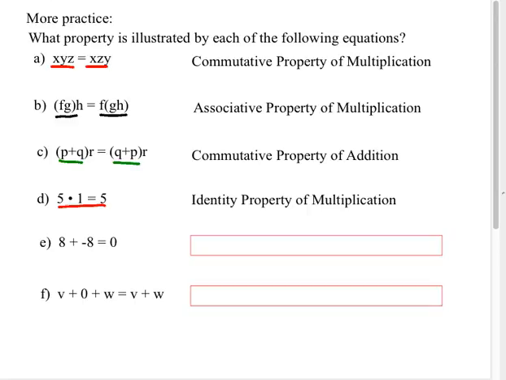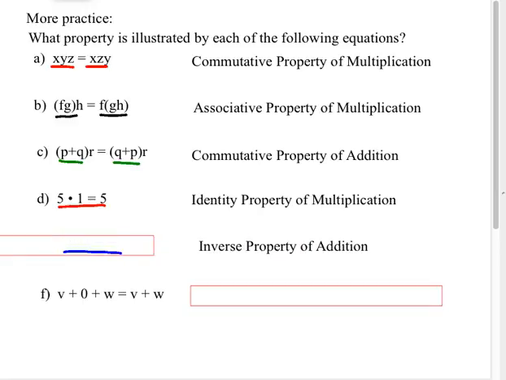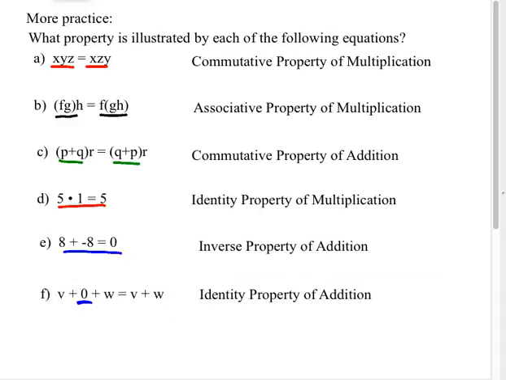What about when I perform an operation that brings you back to the identity? So here I'm adding something to result in 0. Remember, to bring you back to an identity is called inverse. And then here I'm adding something in that results in no change. That is going to be identity as well.